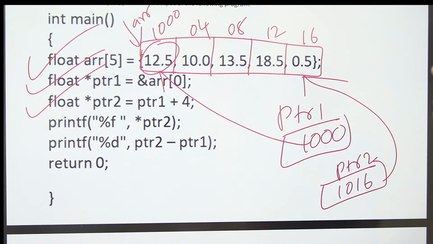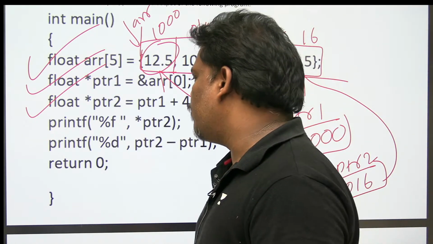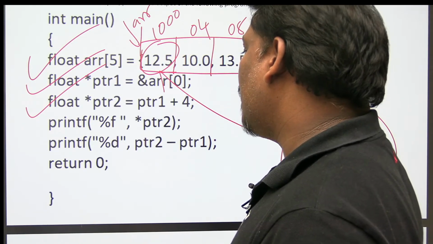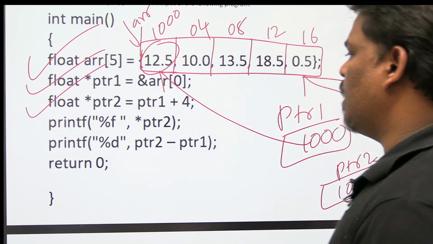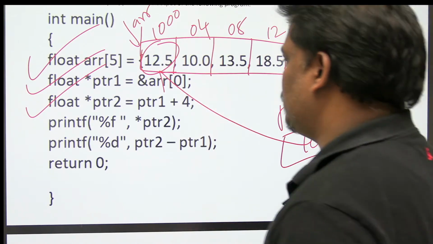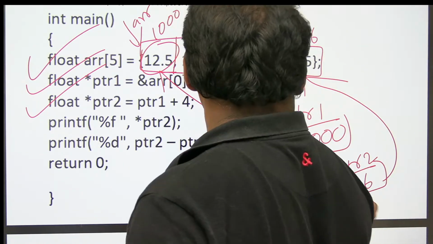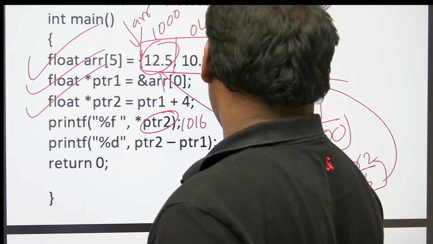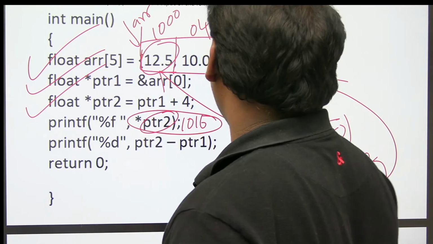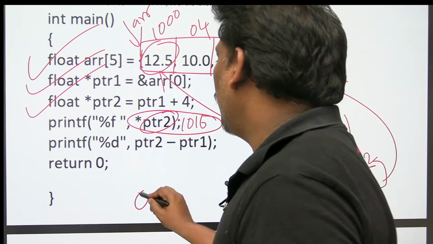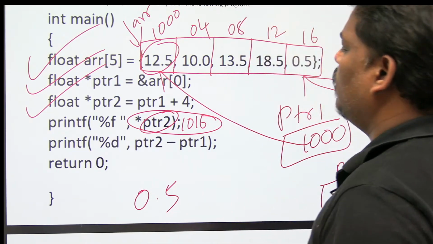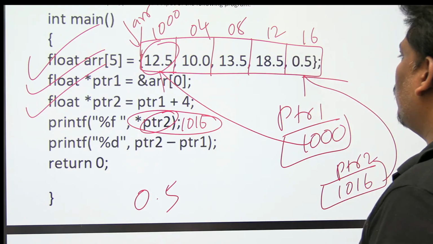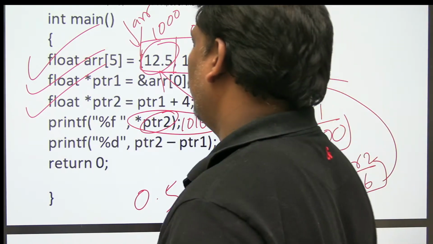Next one: printf percentage F, star PTR2. See what it is saying. PTR2 is going to be 1016. What is star PTR2? Star 1016. I think 0.5. The value inside 1016 is 0.5.